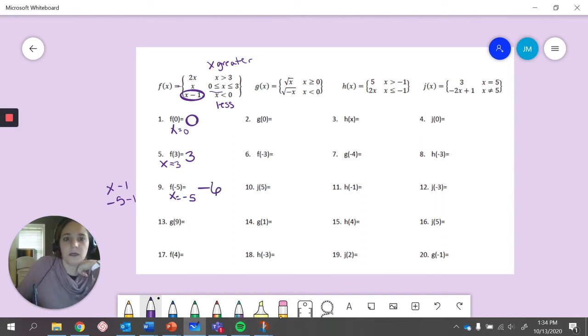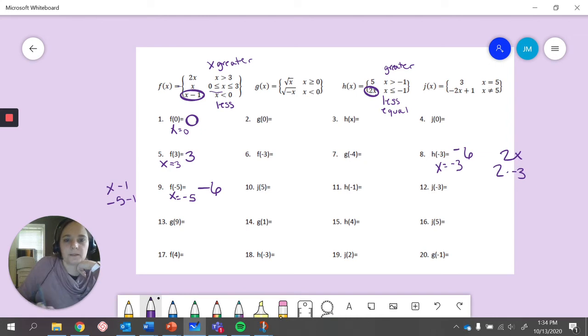All right, let's do an h one. Let's do, I don't know, h of negative 3. So that means x equals negative 3. Oh, that's not h. Here's h. X equals negative 3, so which rule is this going to be using? The top symbol says that we're greater than negative 1. The bottom symbol says that we're less than or equal. So you have to decide which rule you're going to use. Since x is negative 3, that is less than negative 1, so I'm going to use the bottom rule of 2x. So 2 times negative 3, that answer is negative 6.